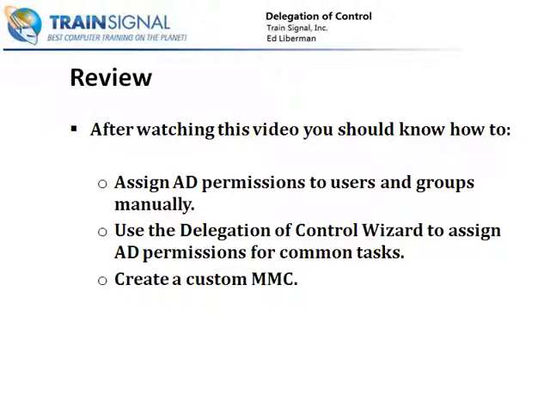And after watching this video, you should now know how to, first of all, assign Active Directory permissions to users and groups manually. But of course, as we saw, there's a lot of granularity, and along with that granularity comes power, but along with that power comes confusion. So to help alleviate some of that confusion, you should also now know how to use the Delegation of Control Wizard to assign Active Directory permissions on some of your more common tasks. And then also, you should now know how to create all kinds of custom Microsoft Management Consoles for your regular users to be able to use when you delegate out some level of control to them.